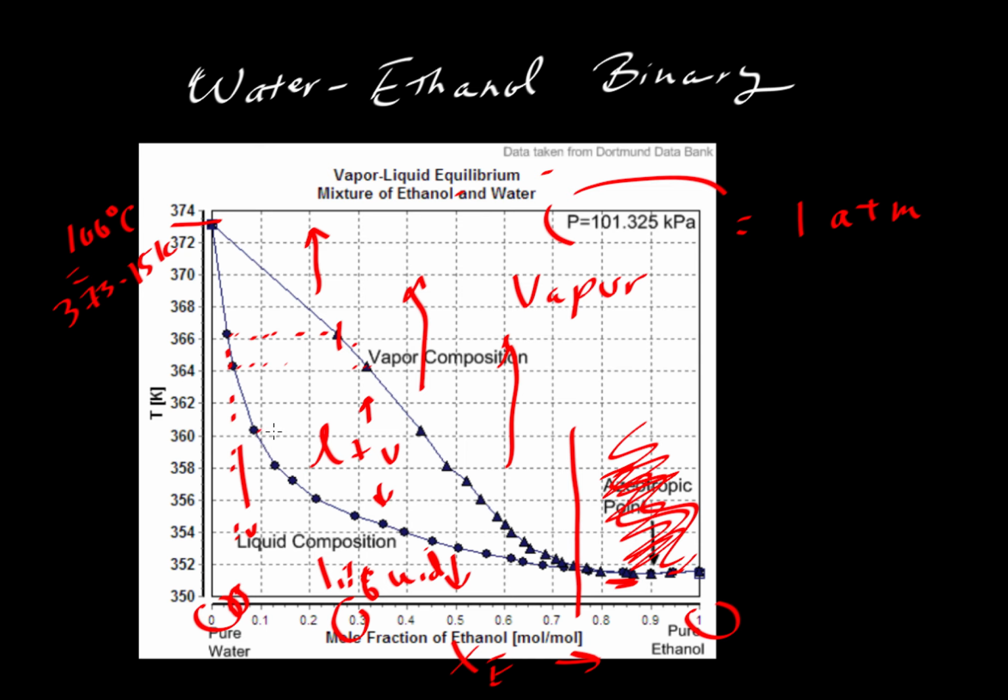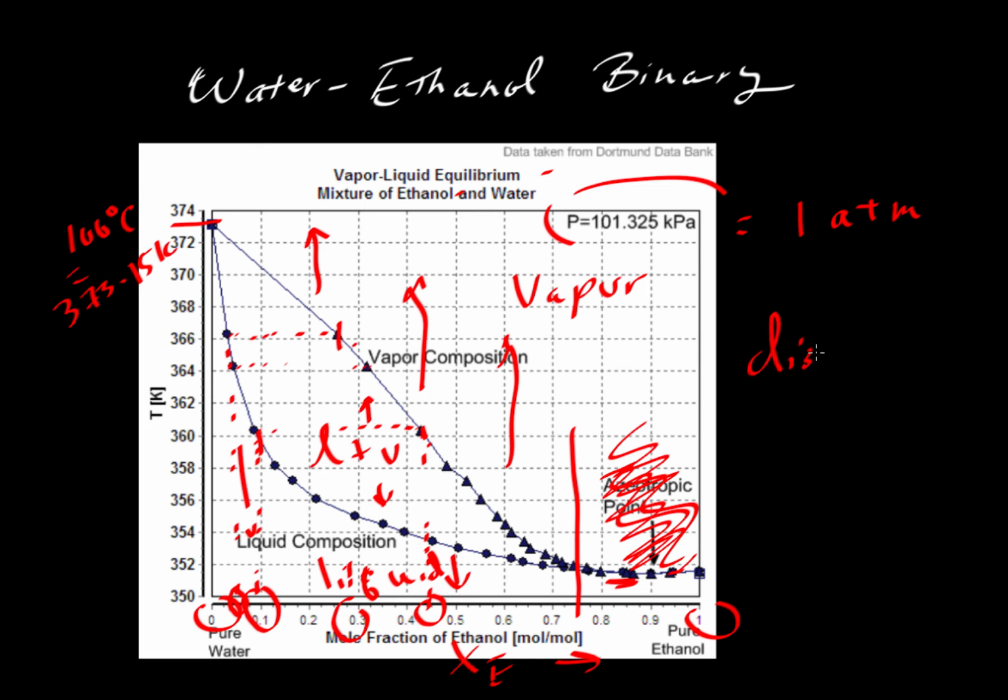So we can come down to a lower temperature, 360 degrees. The absolute values have shifted, and we get a bigger difference between the liquid and the vapor composition, but the vapor composition is still enriched in alcohol. Here it's about 45% alcohol, compared to the liquid that it's equilibrated with, which is a little bit less than 10% alcohol. So we have this huge difference in the vapor and liquid composition.